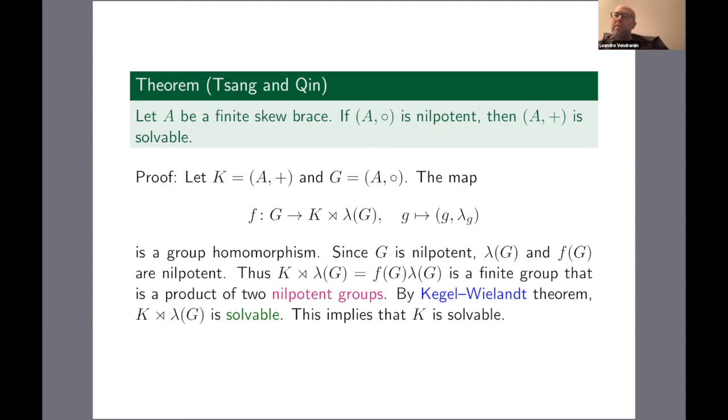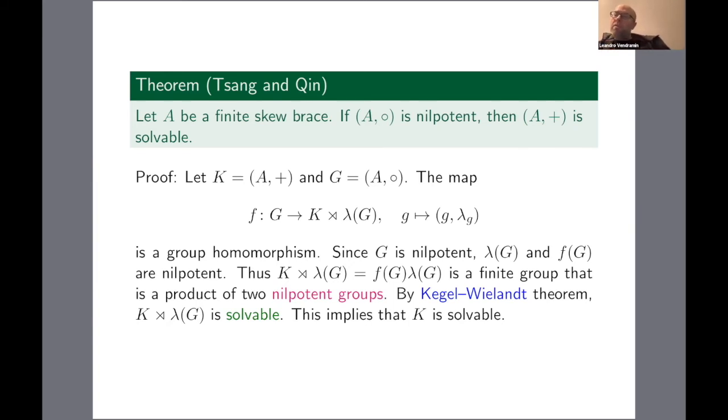So you consider this map, this lambda, which is the lambda map of a brace. So this map is a group homomorphism. G is nilpotent, so it means that lambda of G and f of G are also nilpotent. Then you can consider this semi-direct product of the additive group and the lambda, which is a group that has this factorization as f of G times lambda of G. So it is a group that can be written as a product of two nilpotent groups, and it is finite.